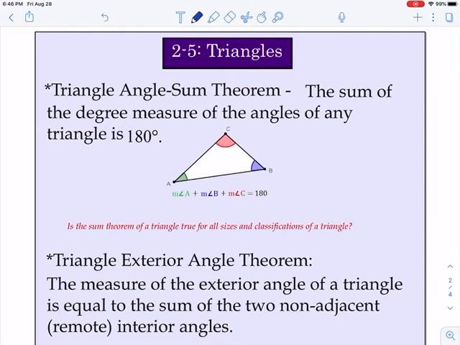So 2-5 is all about triangles, and the first thing that we're going to talk about is the sum of the three angles of a triangle. Again, as I'm doing this, please make sure that you're playing along in your calculator, and pause the video wherever you need to in order to catch up with me.